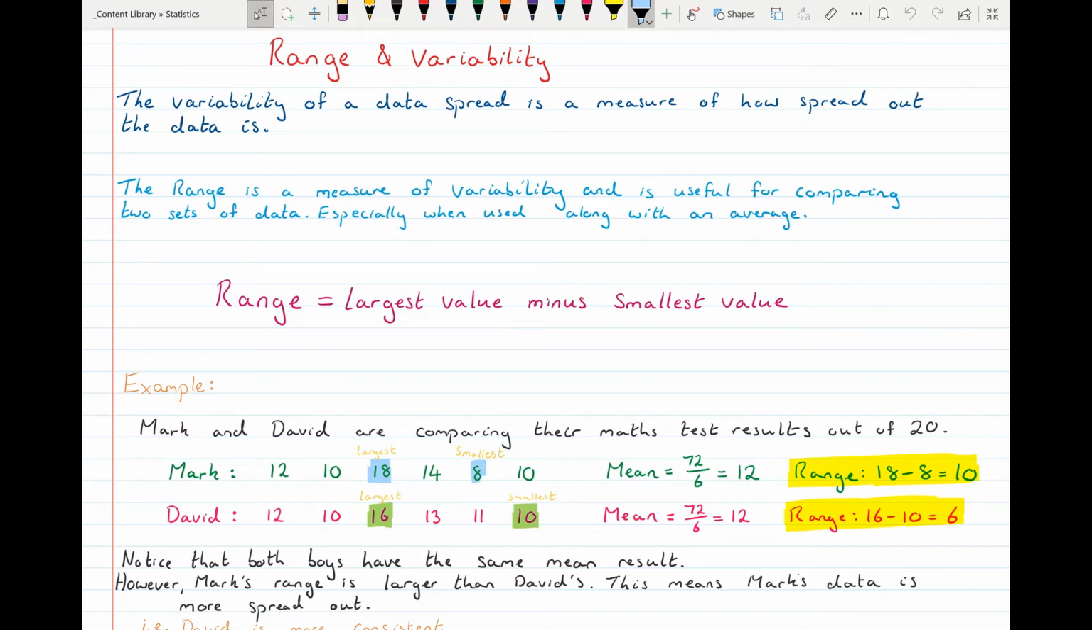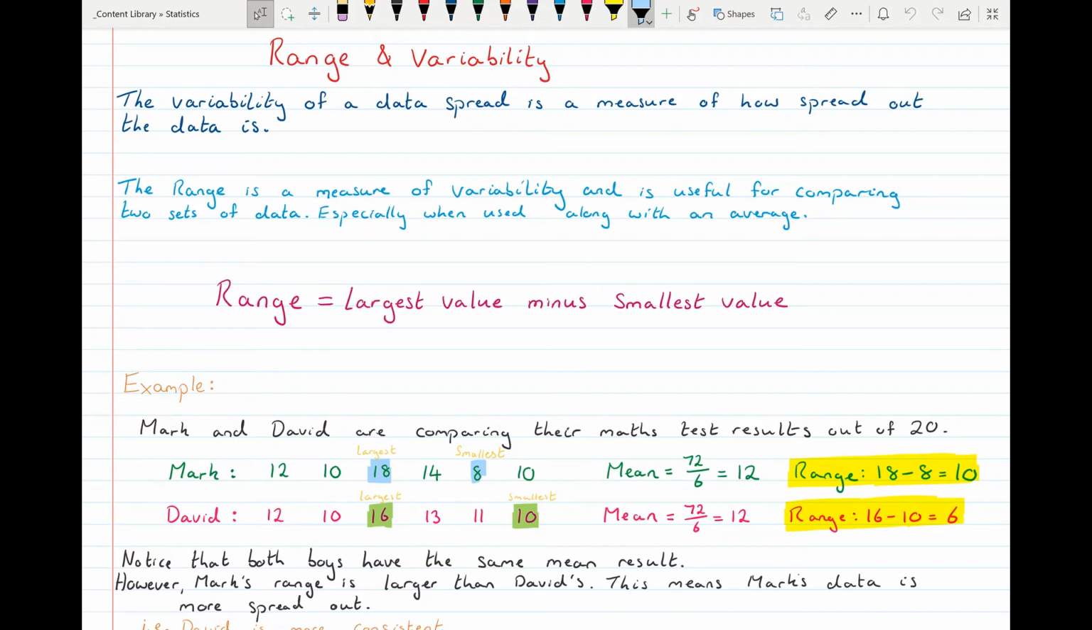In an example here, we have Mark and David comparing their maths test results out of 20. Mark's are here in green, and he got 12, 10, 18, 14, 8 and 10. If we want to calculate the mean of Mark's scores, we add up all of his scores and divide by 6, because there were 6 scores, and that comes out to be an average of 12. So his mean mark was 12. If we do the same thing for David, his mean mark also comes out as 12. So if we just look at the mean, we can say that their average marks are the same.